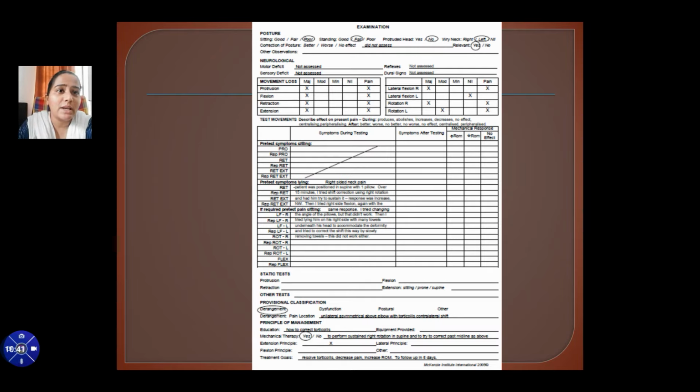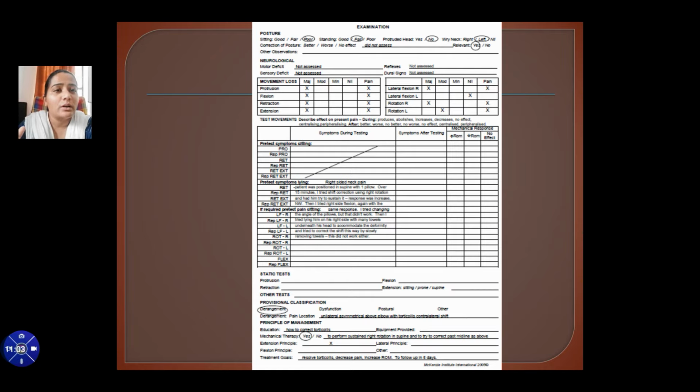So next we have to do the repeated movement examination. So what we have to do in that, we have to first do the protrusion, then repeated protrusion. So symptoms during testing, symptoms after testing, and whether it is increasing the range of motion or decreasing the range of motion, or there is no effect at all. So that we have to mark.